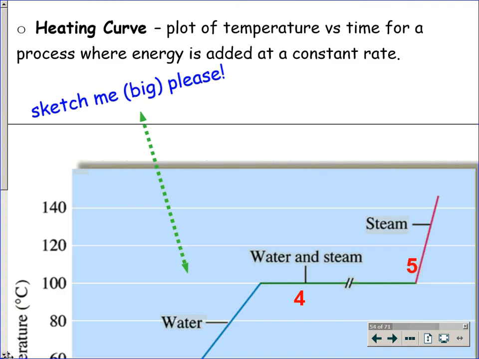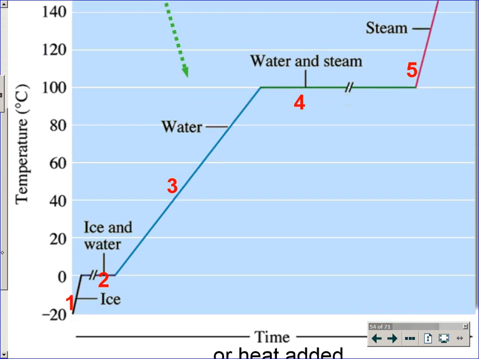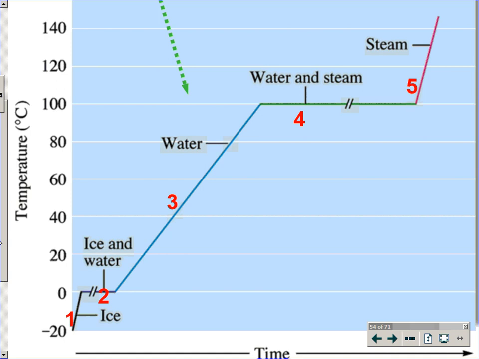Now, sketch this big. Okay, so sketch this curve, and then we're going to annotate each piece so we can relate this to kinetic energy, IMF, and potential energy. So take out the whole paper, or half the paper.